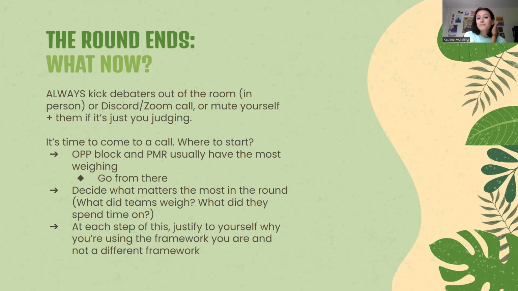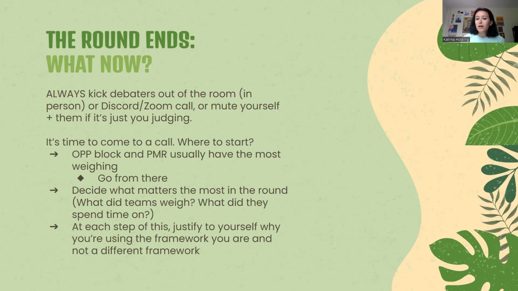Where are you starting here? I typically will start in op block and PMR, usually where the most weighing is, or the clearest creation of ballots will be in the round, and go from there. I.e., if it's not super clear in op block, it's not super clear in PMR, sure, go look at MG, go look at LOC, go back in the round and see what they've been arguing before then, if they have weighing in those speeches. But certainly the clearest weighing is usually going to be in the end of the round.